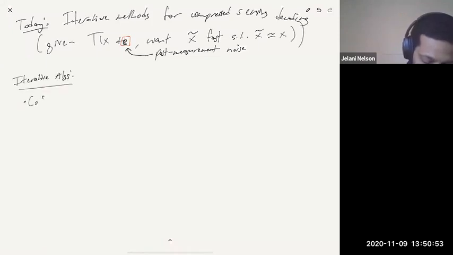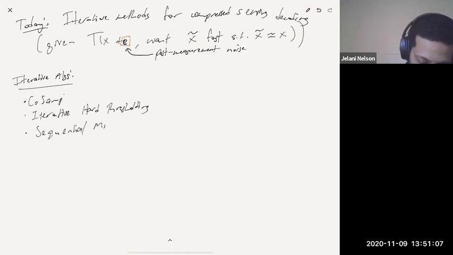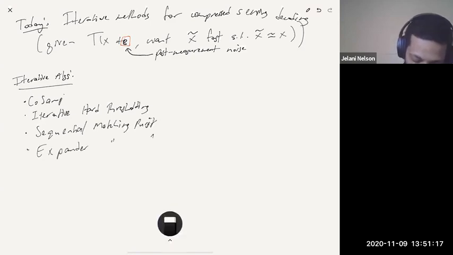There's CoSaMP. There's iterative hard thresholding. There's sequential matching pursuit, and expander matching pursuit. There, I could go on forever. Honestly, there's a whole industry of papers in this area, sub area. So let me not continue.